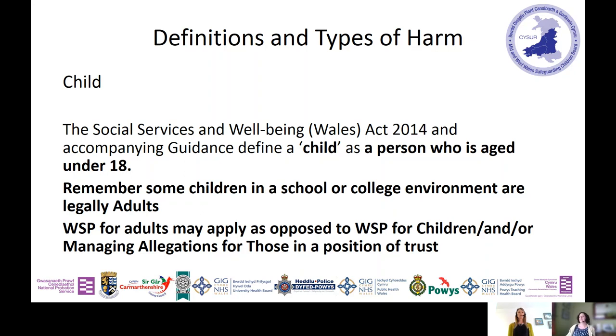So in terms of a child, the Social Services and Wellbeing Act defines a child as a person aged under 18. I think it's really important to remember that some children who are in a school or college environment could legally be adults. And equally, some children may have left school, but still be under the age of 18. So they may be living independent lives, but be under the age of 18. The Wales Safeguarding Procedures for Adults may apply for some children or some adults. And so it's about looking at which side of the procedures you need to look at based on their age of 18, and also the managing allegations for those in a position of trust.